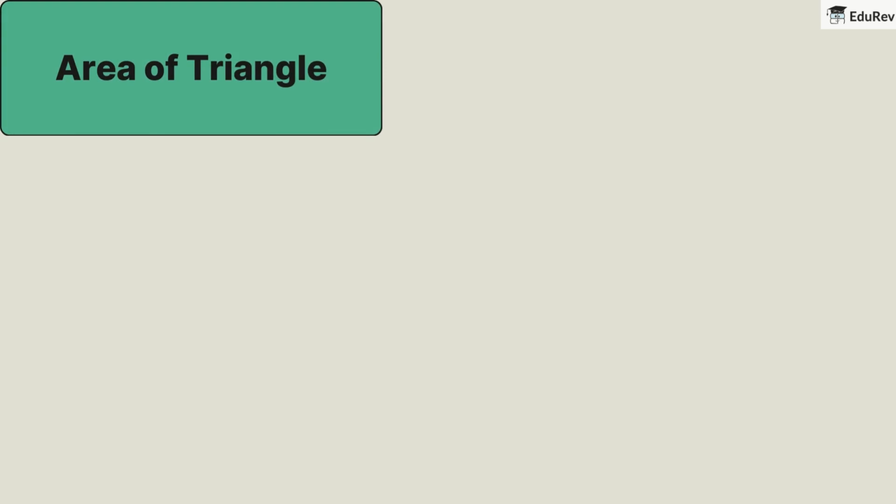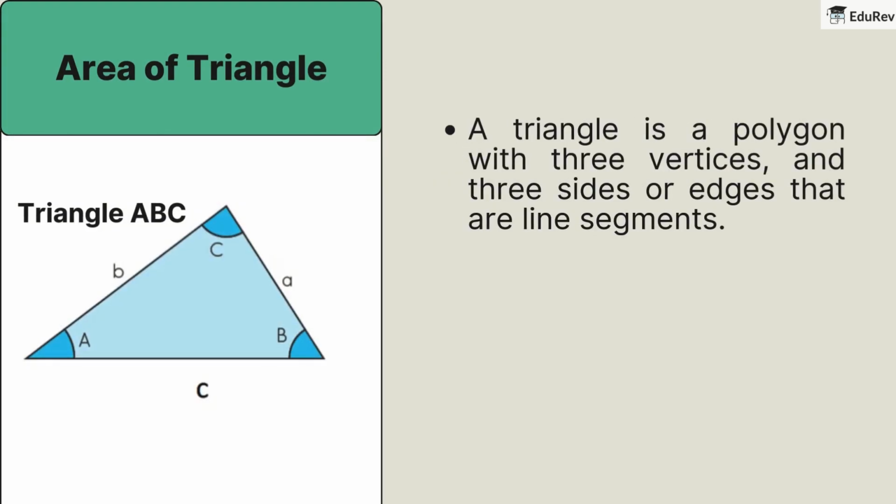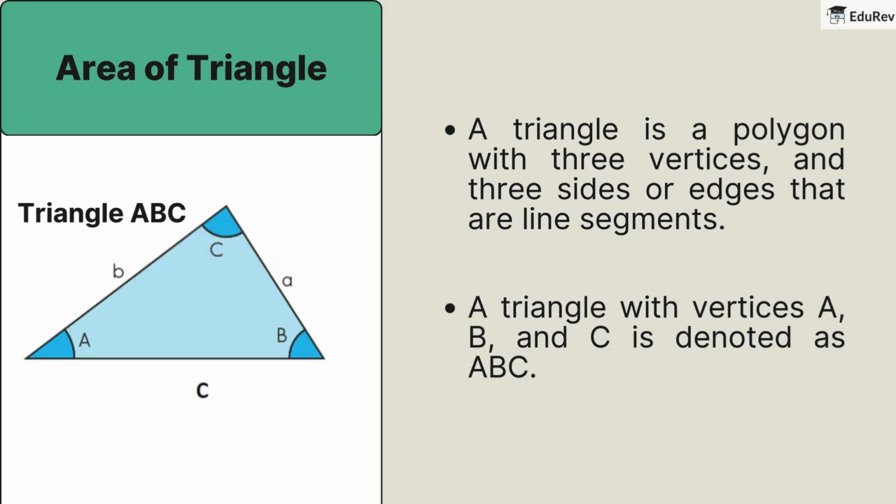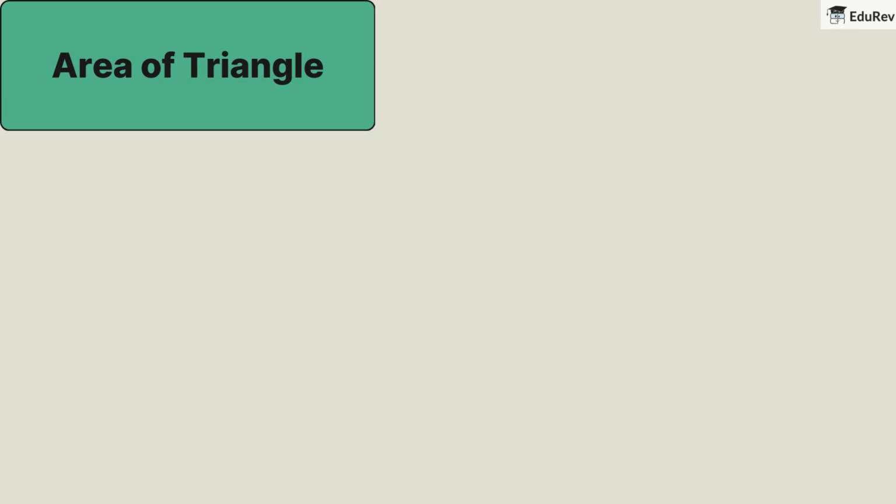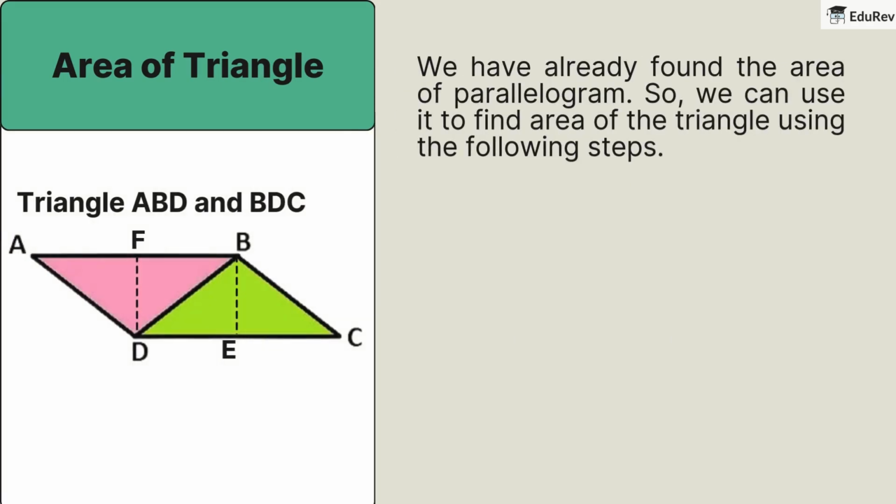Moving on to triangles, a triangle is a polygon with 3 vertices and 3 sides or edges that are line segments. A triangle with vertices A, B, and C is denoted as triangle ABC. To find the area of a triangle, we can use the relationship between triangles and parallelograms. We can perform the following steps to get the area of triangle.